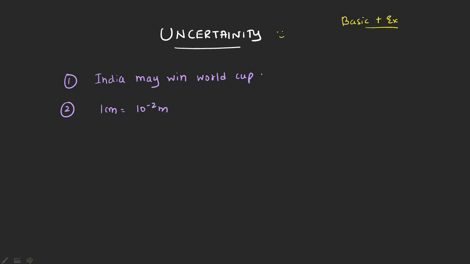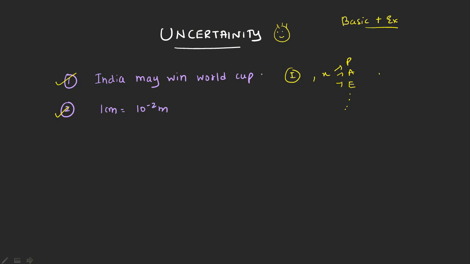Now what does this mean? Uncertainty. The first statement, as you can see, is "India may win the World Cup", and the second statement we have is "1 centimeter is equal to 10 raised to minus 2 meter". Now let me ask you one thing. India may win the World Cup. What do you gain from this? You gain one thing, that India has a chance. If India is not winning, there are some other teams like Pakistan, it can be Australia, it can be England, it can be anything. Correct? If India is not winning, then there are other teams which can win.